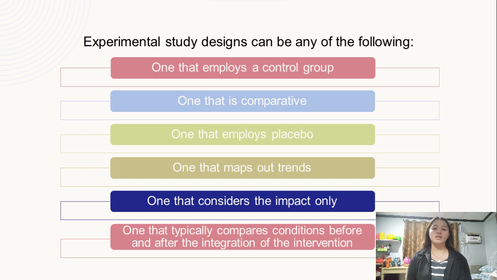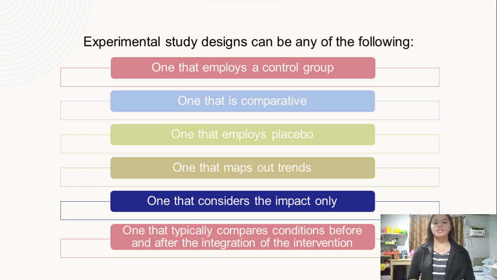The second one is one that is comparative. This type of study design involves comparing different groups or conditions to understand the differences and similarities between them. It may involve comparing interventions, treatments, or groups with varying characteristics or exposures. The goal is to identify the impact of these differences on the outcomes being studied.